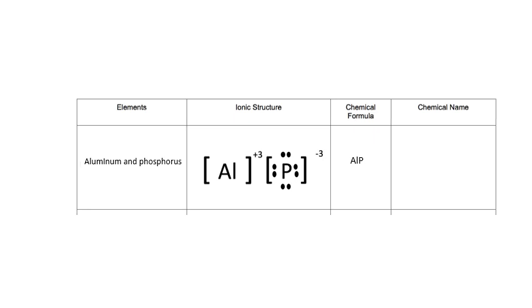All right, and if we just look at this thing, it's already neutral. So our chemical formula is AlP. So there's only 1 aluminum and 1 phosphorus, and its chemical name is aluminum phosphide.